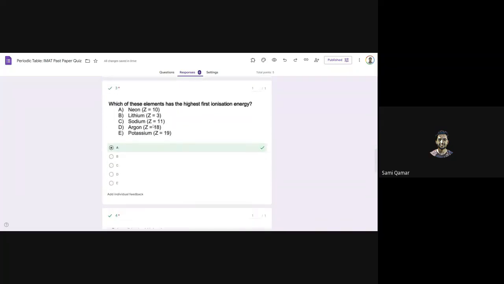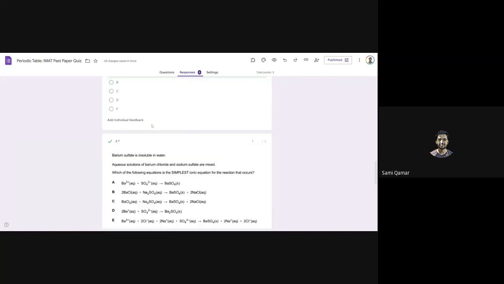Okay, let's be quick. Which of these elements has the highest first ionization energy? I told you, move from left to right. This is from 2023. All the elements are in the same period, so lithium is above, and neon is at the top corner, so it will have the highest first ionization energy. This is a really easy one. If you know the second and third periods, you can easily solve it.